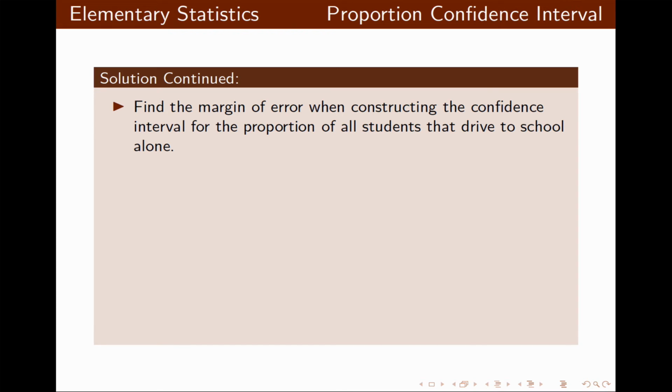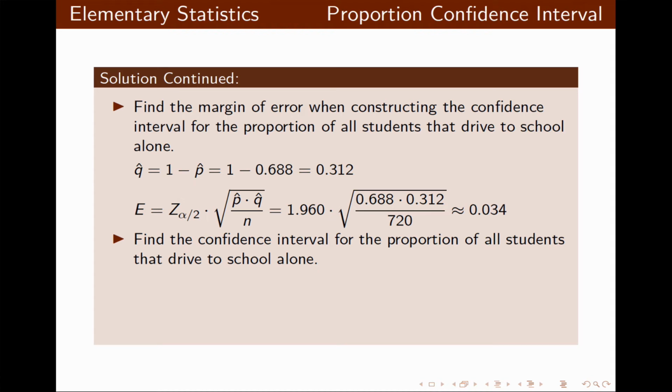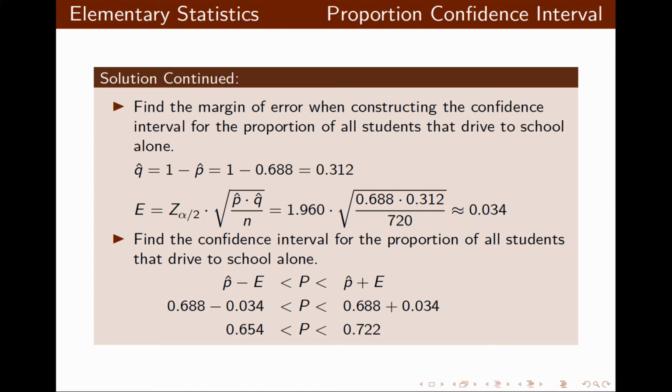Now to compute the margin of error, we first find q hat, which is 1 minus p hat, then use the formula for the margin of error, compute that quantity, and we get 0.034. And finally, to build the confidence interval, we go to p hat minus e and p hat plus e, simplify this result, and our final answer is 0.654 to 0.722.